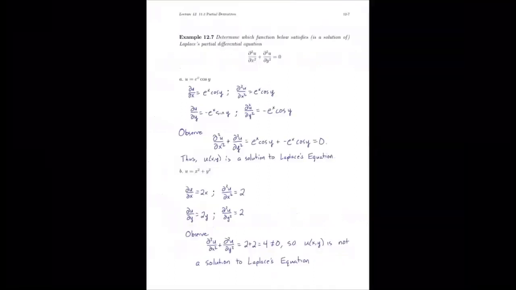So that's it for 11.3. Partial derivatives, higher order partial derivatives, mixed partial derivatives. We're going to see these a lot throughout the course, so be sure to practice this section. It is fun, but it's also a very important thing to learn for the rest of the class.